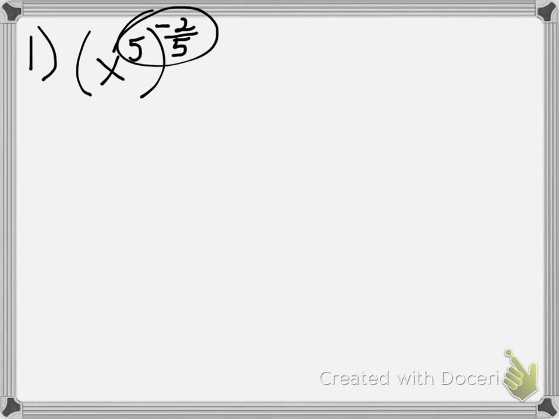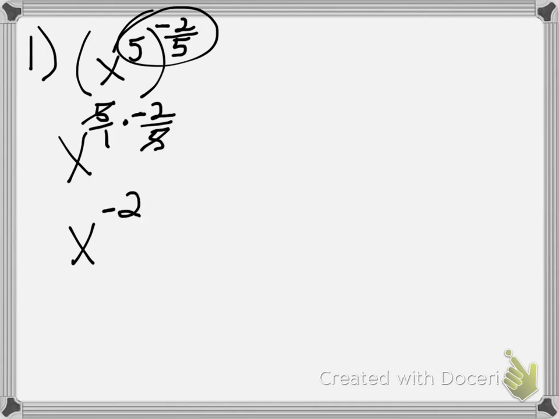So we're going to look here at number 1. So I have x to the 5th power raised to the negative 2/5 power. So just like any exponent rule that we have, if I have a power raised to a power, you need to multiply. So that means I need to multiply those exponents together. So that's actually going to be 5/1 times negative 2/5. I can diagonally reduce the 5's. So then I have x to the negative 2 power.